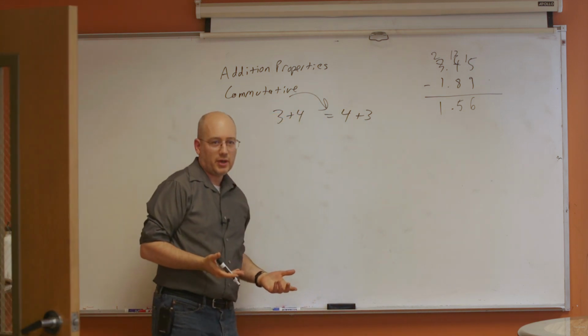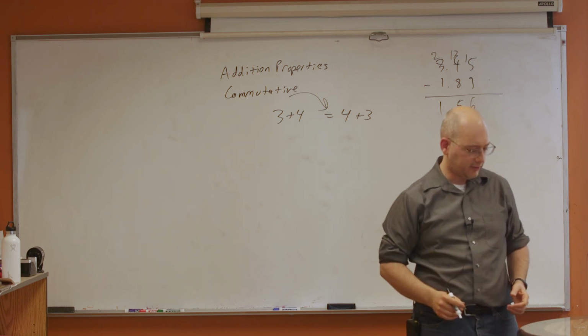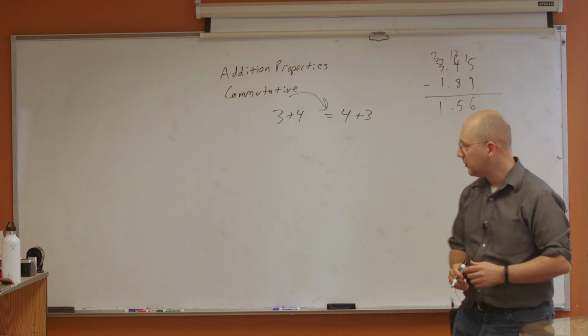We don't really even think about it, right? I got 3 things, 4 things. Doesn't matter whether you count the 4 things first and then the 3 things, or the 3 things and then the 4 things, right? Seems pretty obvious.